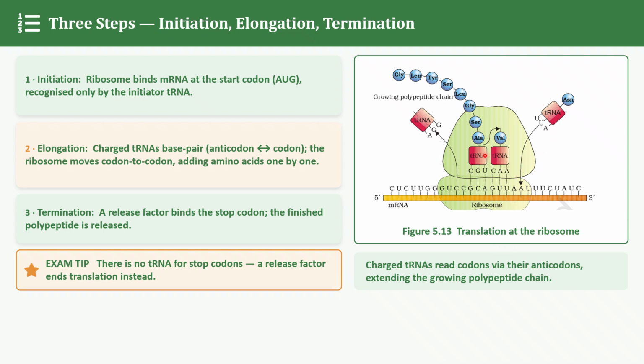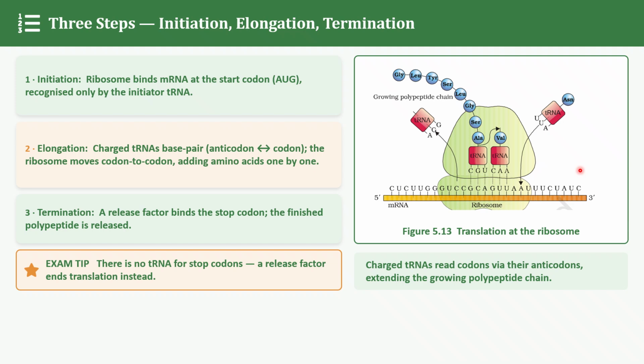And then the ribosome moves along the mRNA, from one codon to the next codon. As it moves, amino acids are added one by one to the growing polypeptide chain. These amino acids are joined by peptide bonds. So what happens here? Codons on mRNA and anticodons on the tRNA ensure the correct amino acids are added in the correct sequence.